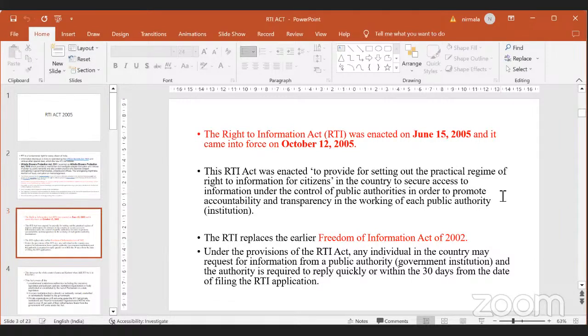And we have two bodies at central and state level, the Central Information Commission and the State Information Commission. Both these institutions have been constituted based on the provisions of the Right to Information Act to take up the complaints from individuals where the PIOs would not provide or provide misleading information or blatantly deny information to the RTI applicants.